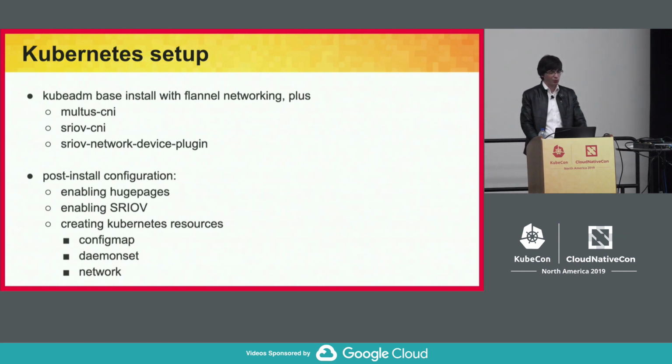Essentially, we just used a small installation based on kubeadm with Flannel networking. We then installed and enabled the plugins that Feng described, so Multus, SR-IOV, and so on. We also had to do a bit of post-install configuration, both on the hardware and operating system as well as Kubernetes. That involved enabling huge pages, enabling SR-IOV in the BIOS, the card and the operating system, and creating the relevant Kubernetes resources. Feng has run us through the pod definition. I will show you a couple more YAML files to describe the other parts.